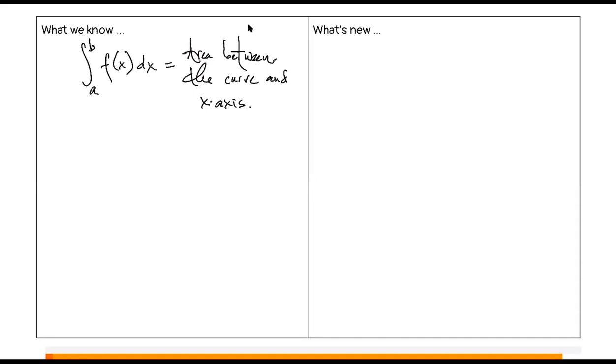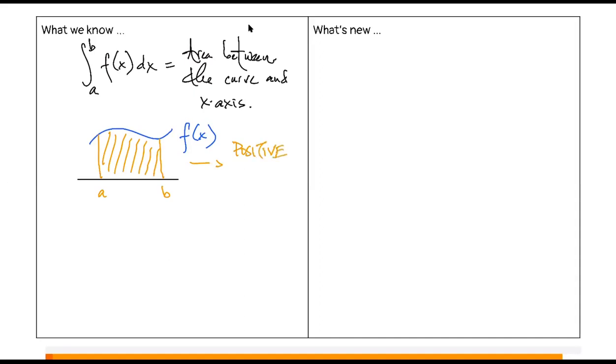To put a diagram with that, you could have a situation where you have your x-axis, and then you have a function, and then you have a starting point and a stopping point. You start at A, you end at B, and if you found the integral of f of x dx from A to B, that number in this particular diagram should be a positive area or a positive number.